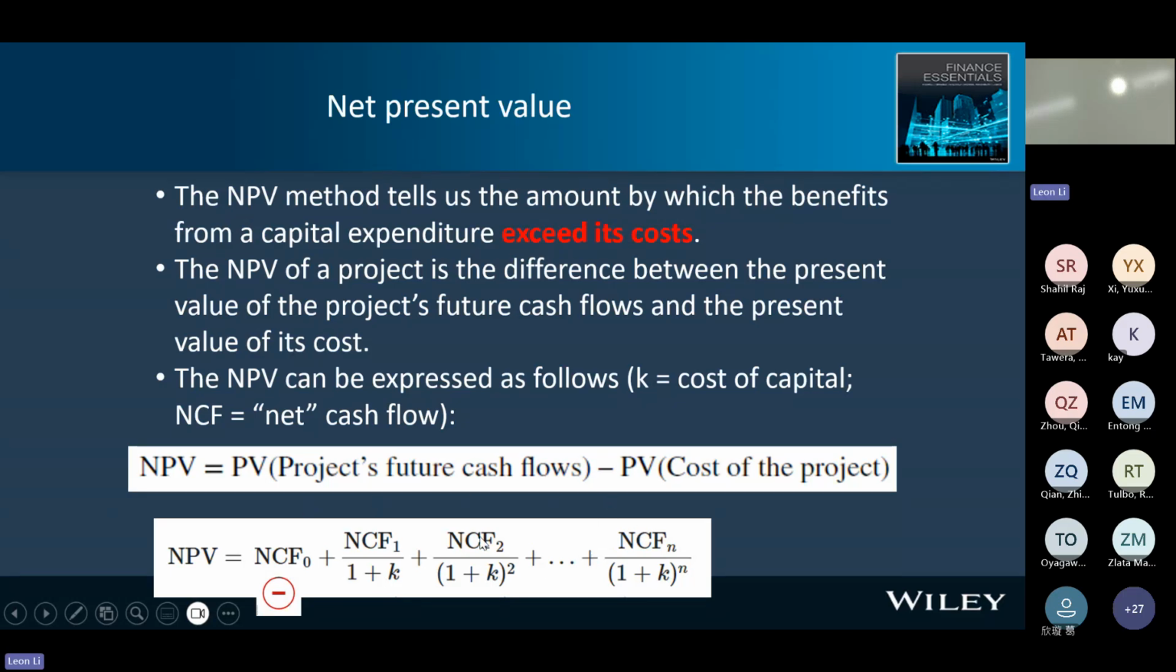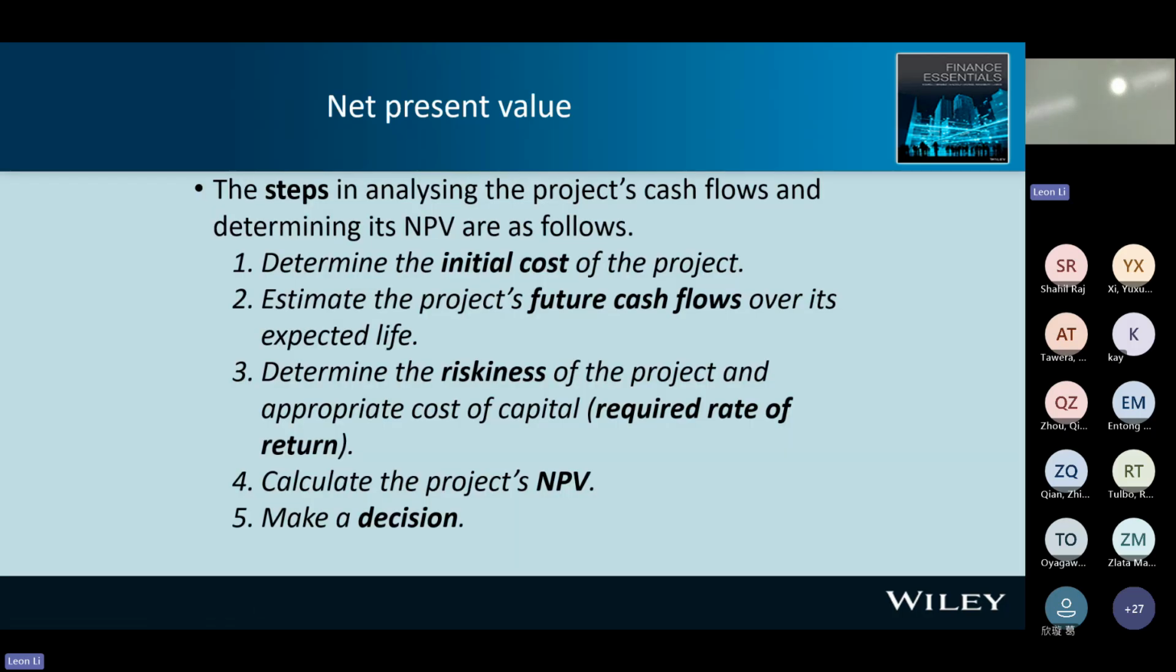So we bring all the future cash flow to today. We have a PV, present value of future cash flow, then minus the initial cost. So NCF0 is the initial cost. Normally, this term is negative. Right, it's our NPV. So you can see why we use the net present value, because we use the PV of future cash flow minus the initial cost. I think this should not be a problem.